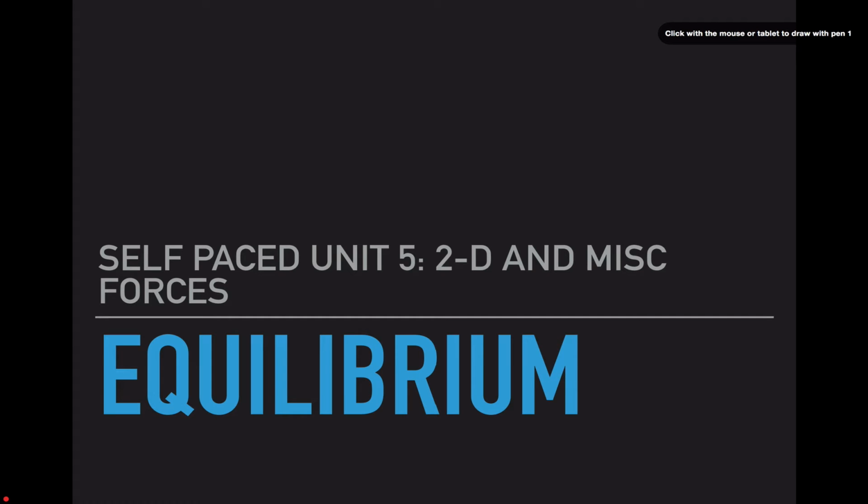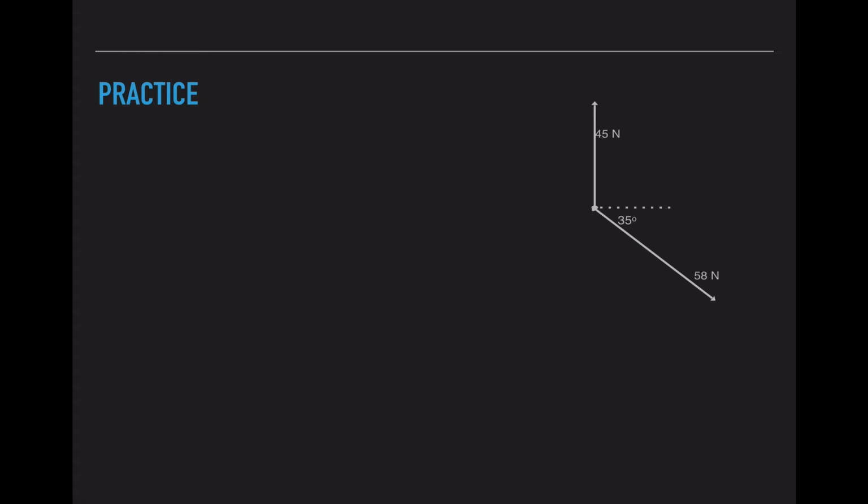Alright guys, so I didn't want to do this in the last video because this practice problem is a lot more involved and it's going to add a decent amount of time to that video. So instead we're going to do it separately. We have two vectors, but they are not occurring at a right angle to each other.